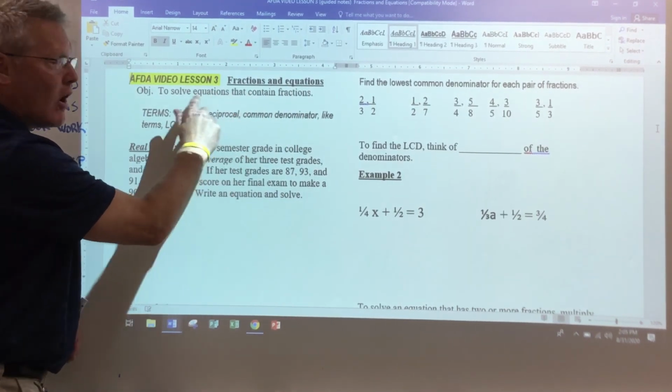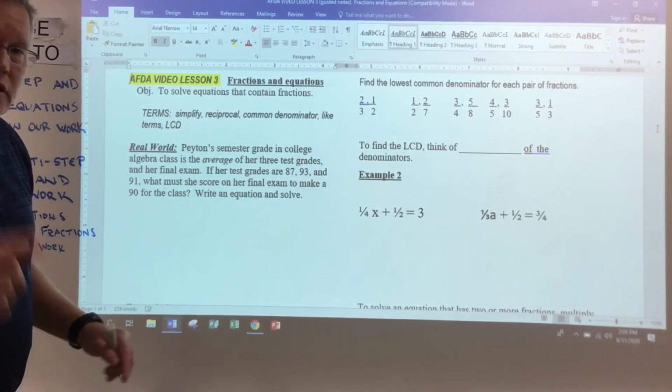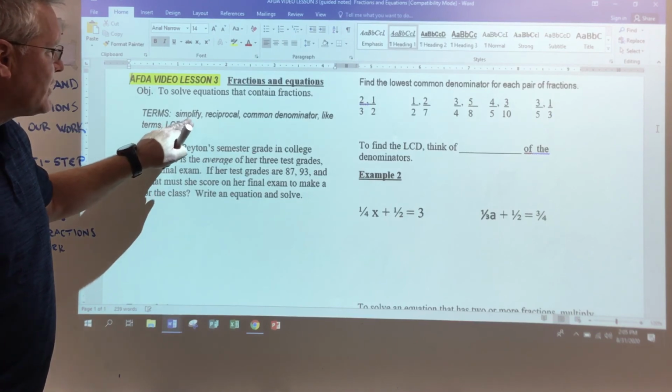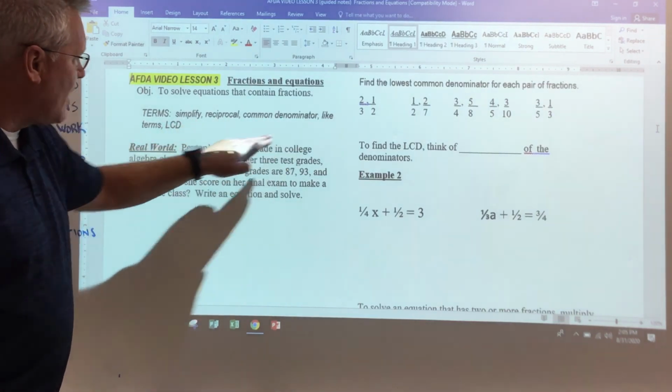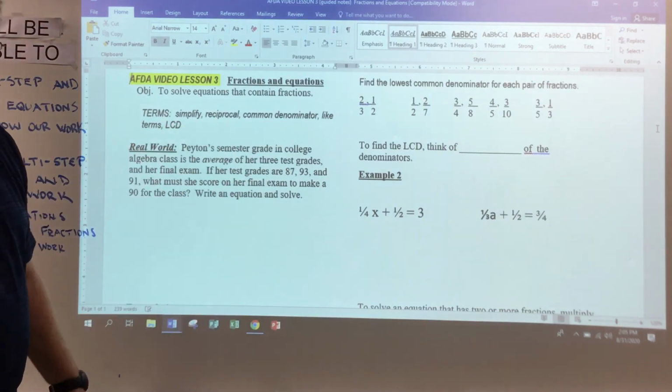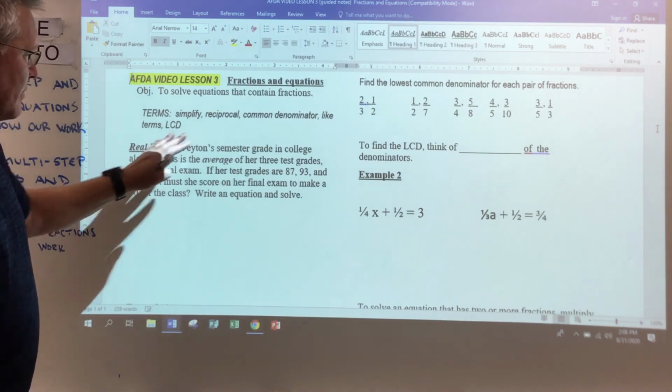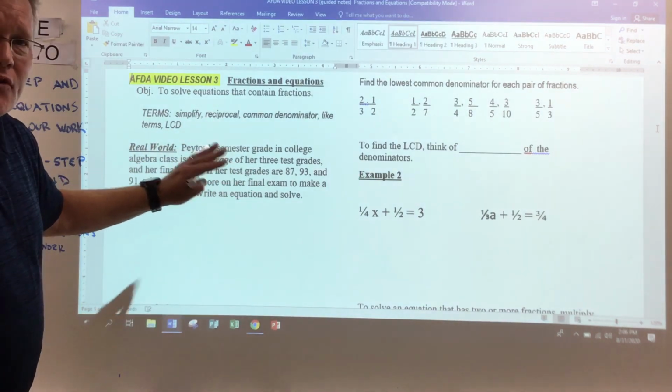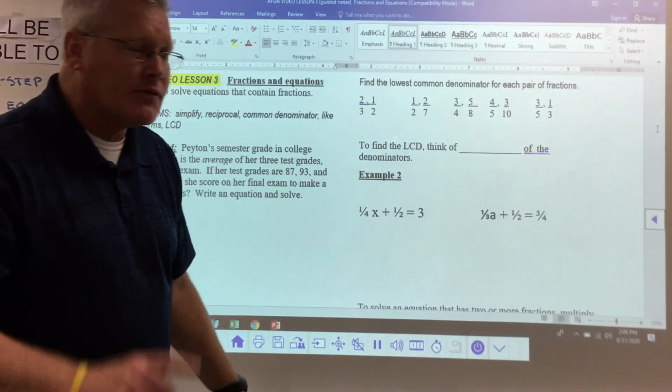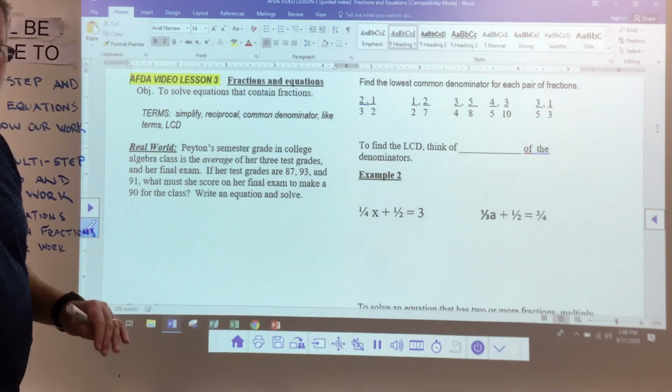We want to be able to solve equations that contain fractions. Some of our terminology today is simplify, radical, common denominator, like terms, and LCD. Here's a real world problem sort of featuring a fraction in it. So let's see what we can learn from this problem. You'll see how to solve these type problems today.